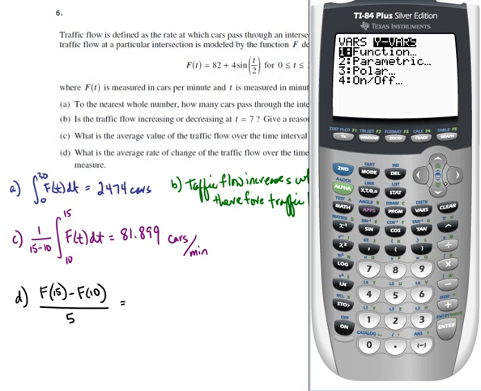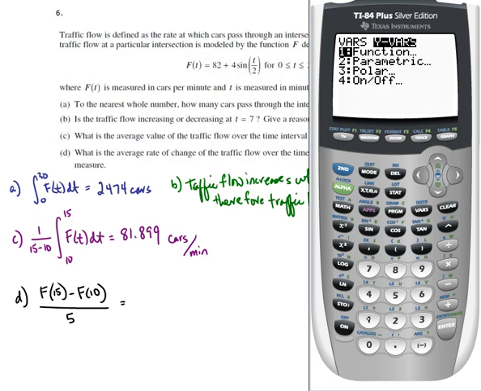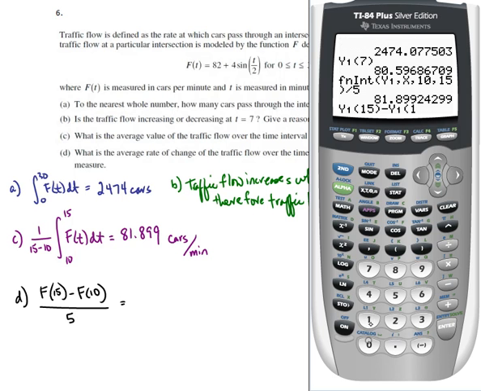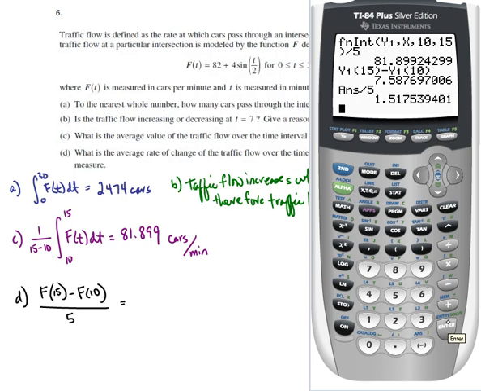We have variables, Y variables, function Y1 of 15 minus vars, Y vars, function Y1 of 10, and that gives us 7.587. We're going to divide that by 5 and end up with 1.518. And the units there are cars per minute squared. That means that the traffic flow is increasing at a rate of 1.5 cars, roughly, per minute every minute. And so that brings us to the end of problem number 6.